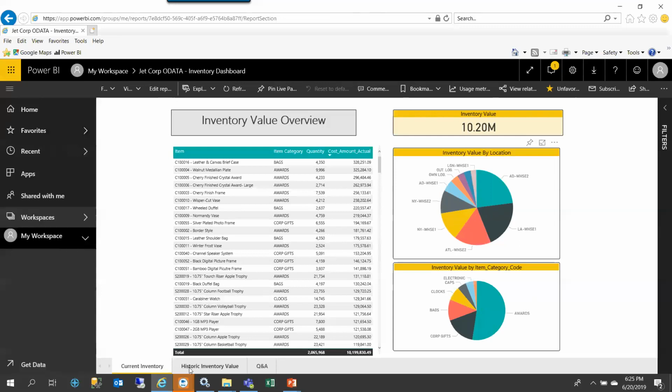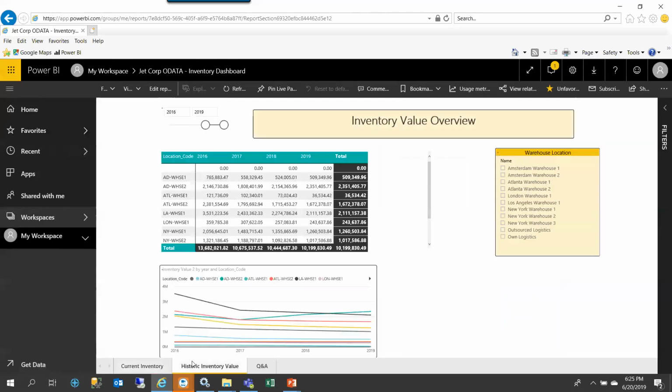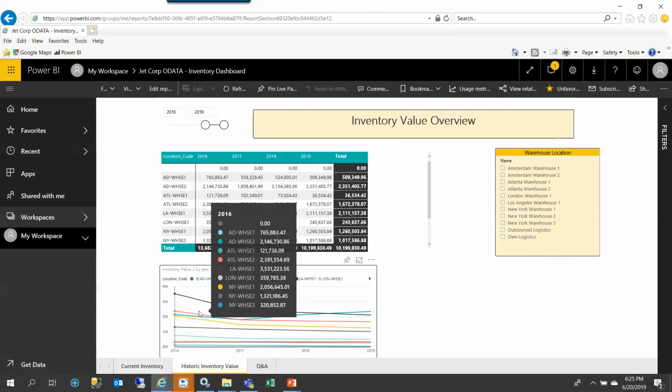We also have in our inventory dashboard historical value. As you'll notice here, we're looking at the value of locations year over year and understanding trends to see if any of the warehouses have more or less inventory than previous years, and trending in a line chart to look at the relative value of inventory per warehouse.